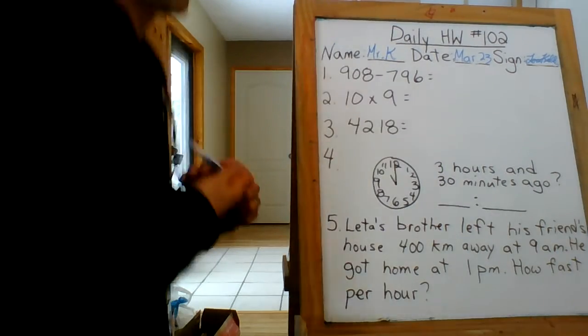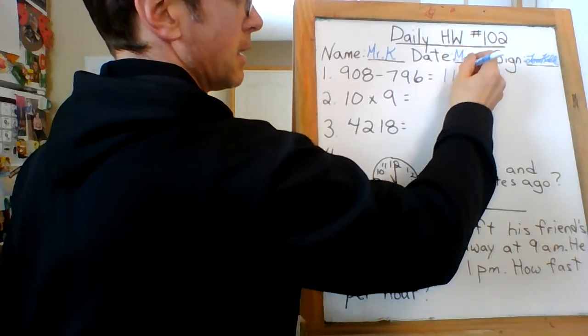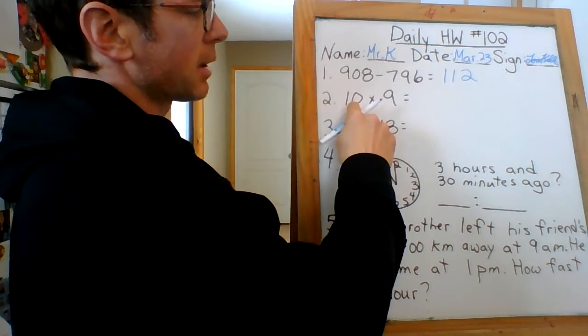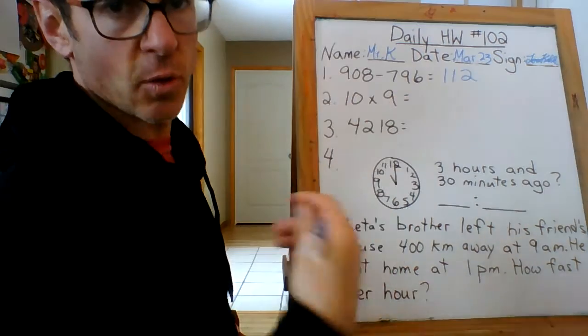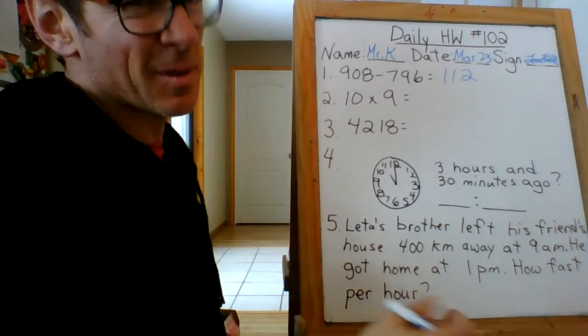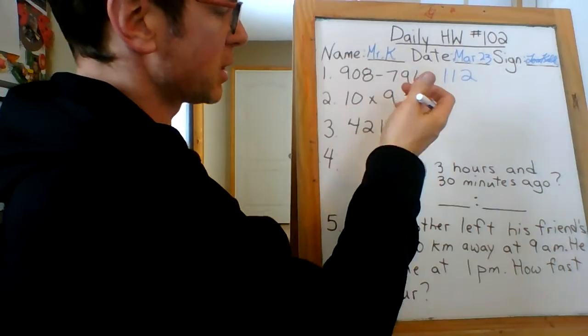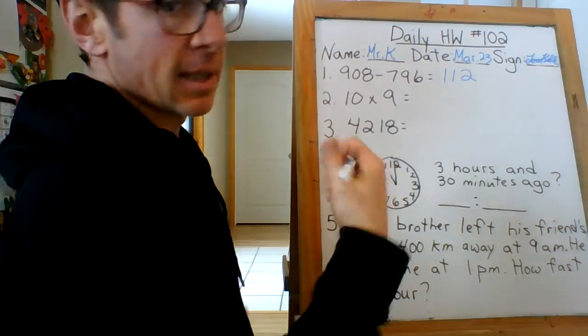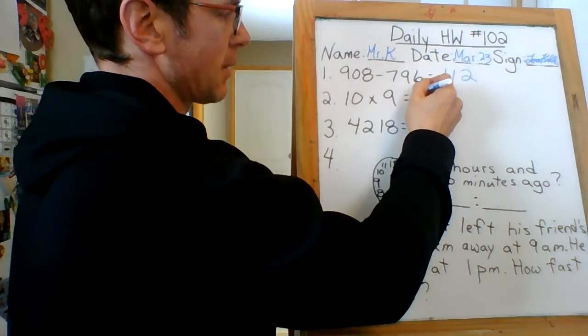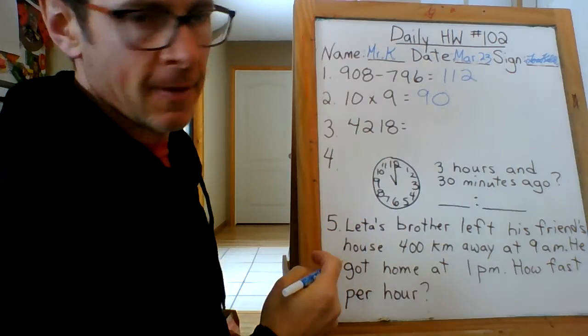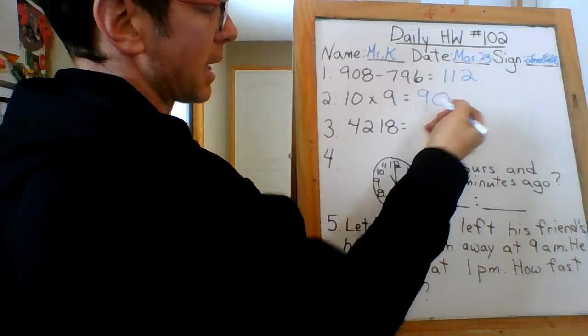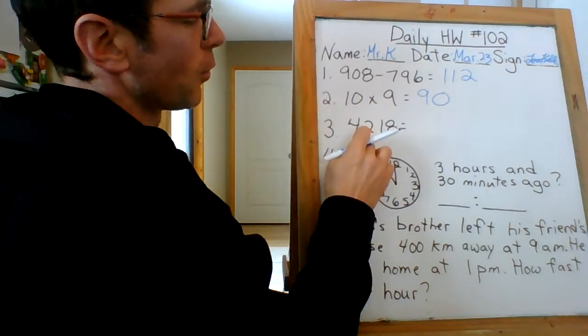My next question is 10 times 9. So I can look at this as having 10 nines and go 9 plus 9 plus 9 plus 9, 10 times, but it's way easier if I switch it around and go 9 tens. 10, 20, 30, 40, 50, 60, 70, 80, and 90. All right? 10 times 9 is 90.